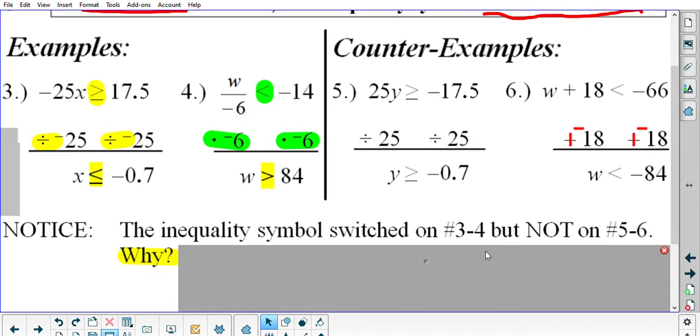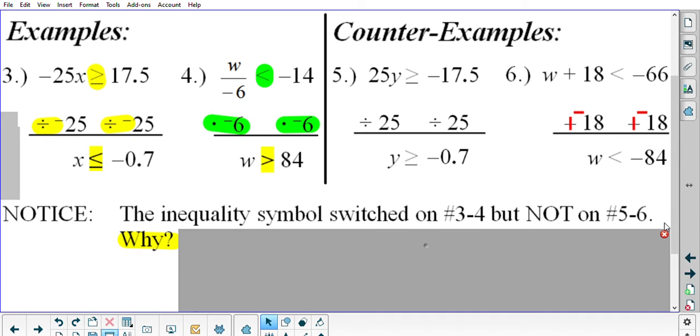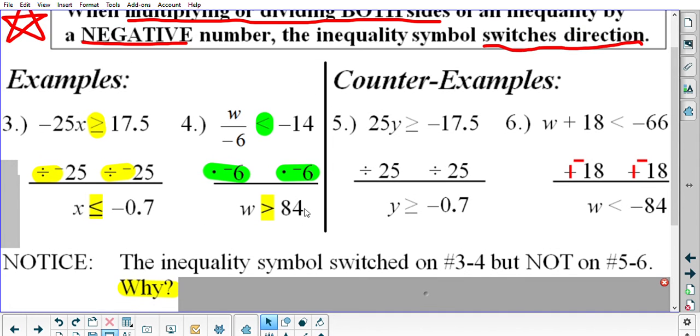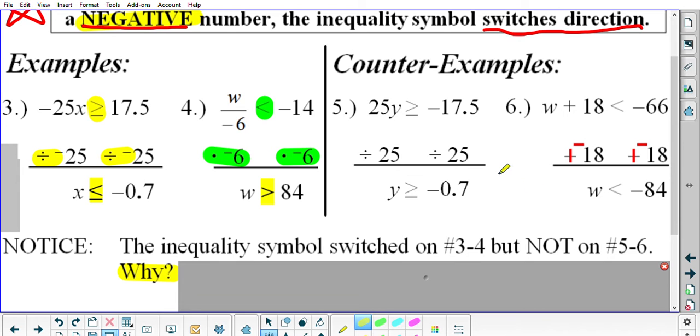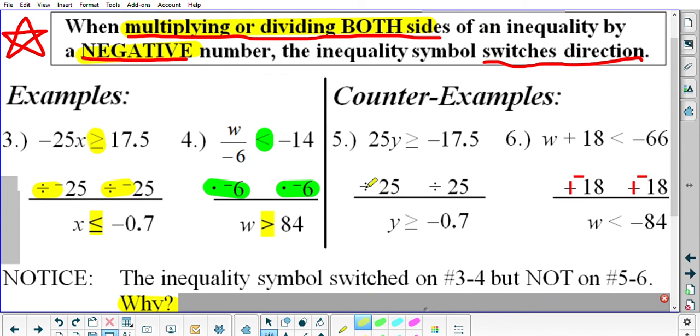Okay, I hope you already answered this question. The reason why it switched on numbers 3 and 4 is because we were actually multiplying or dividing by a negative on both sides, which is what the rule of this day is saying. Multiplying or dividing both sides by a negative. We actually are doing what the rule says, and so that's why the inequality symbol switches direction. But on number 5, were we multiplying or dividing by a negative? No, we were dividing by a positive. Well, number 6, we were doing a negative, but were we multiplying or dividing by it? Oh, no, we were adding.